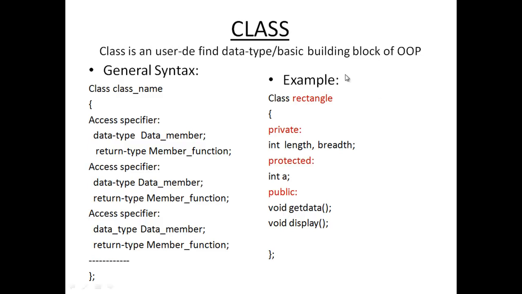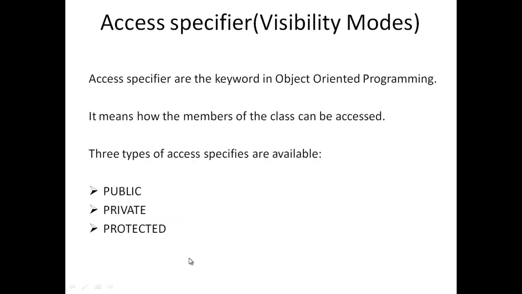So let's explain what is private, protected and public. That means explain the access specifier. Access specifier means it is the visibility mode. Okay, so access specifiers are keywords of object oriented programming. It means how the members of the class can be accessed. Okay, there are three types of access specifiers available: public, private and protected. Okay, so let's discuss the access specifiers individually.